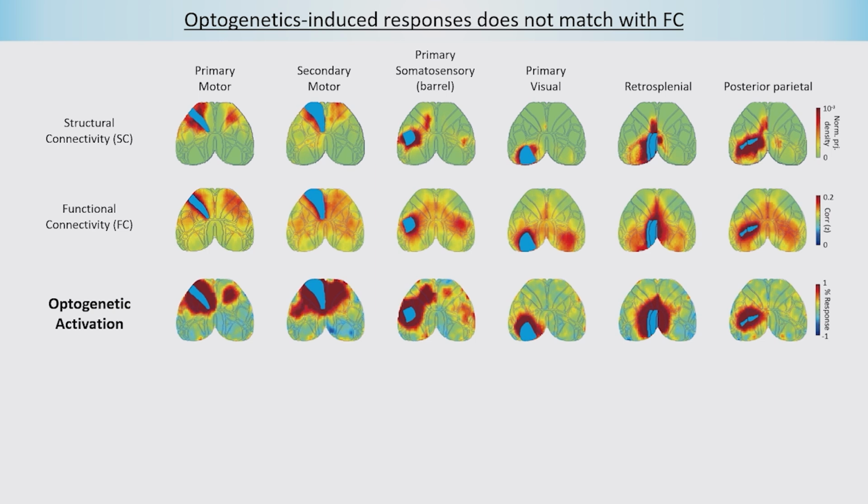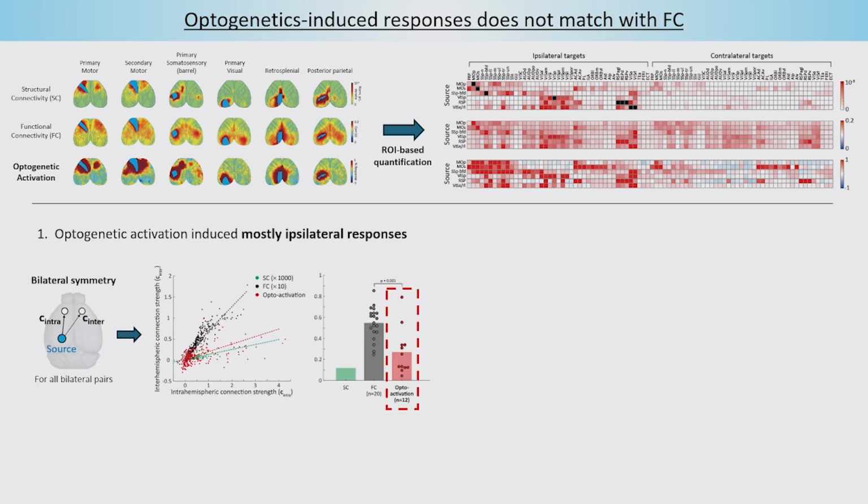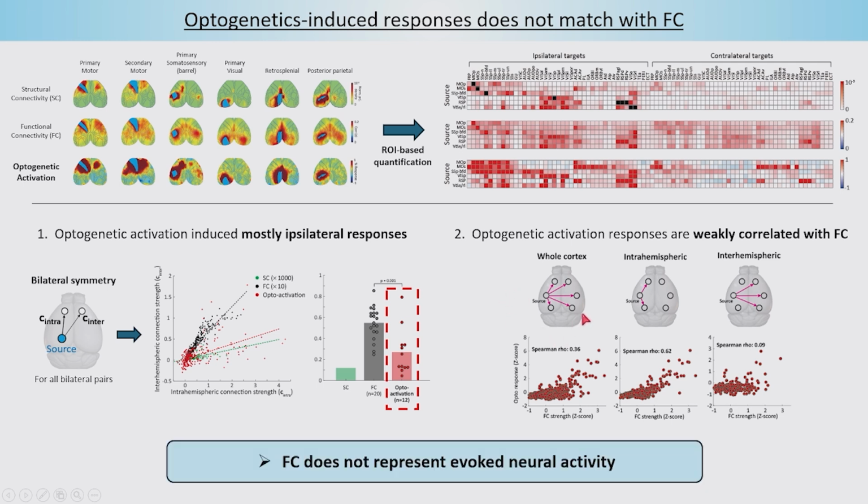And here's the result from optogenetic activation. Surprisingly, the response by optogenetic stimulation was very different from what we have seen in the functional connectivity, as they are predominantly ipsilateral responses, mostly constrained by structural connectivity. For further analysis, we quantified the response ROI-based, and we focus on 2 indices here. The first one is bilateral symmetry of the response, and as you can see in the scatter plot, the symmetry from optogenetic activation was much weaker than functional connectivity, and these responses were only weakly correlated with functional connectivity, which suggests functional connectivity may not represent evoked neural activity, but something else.